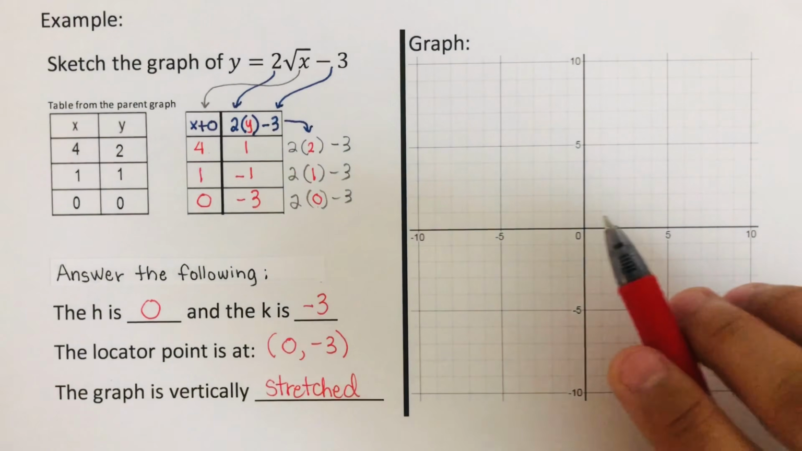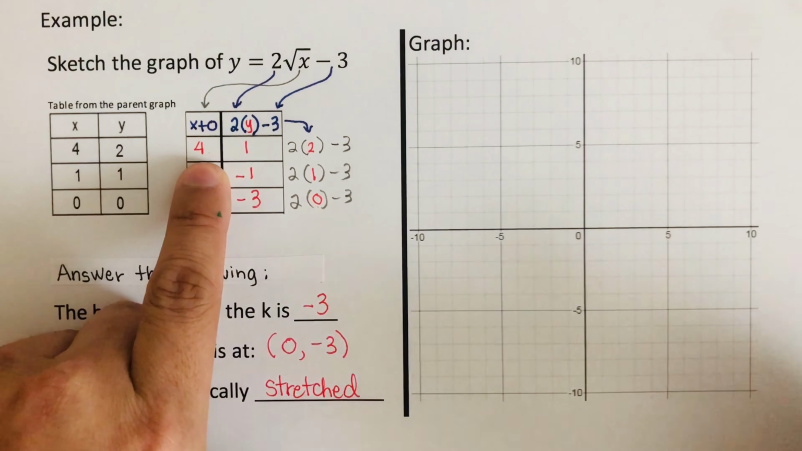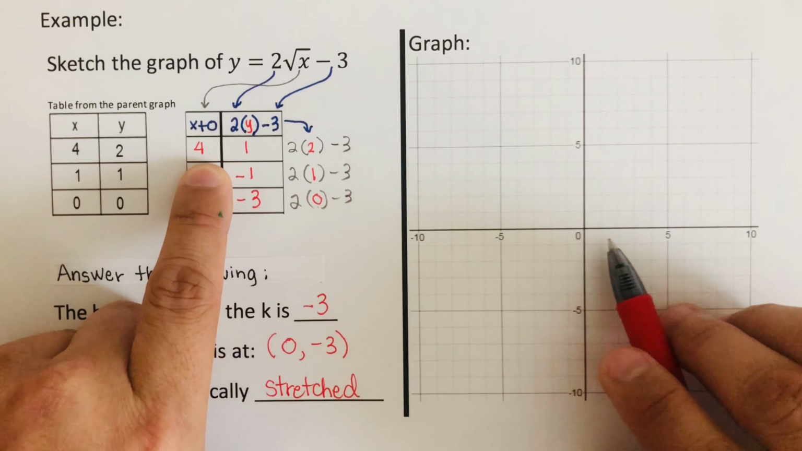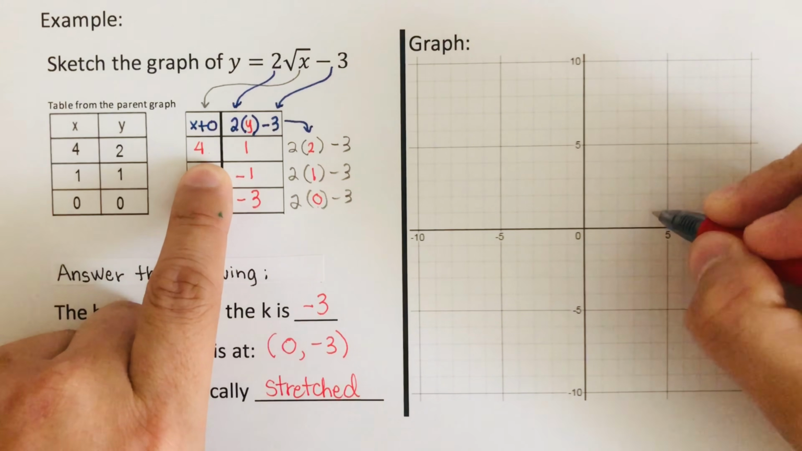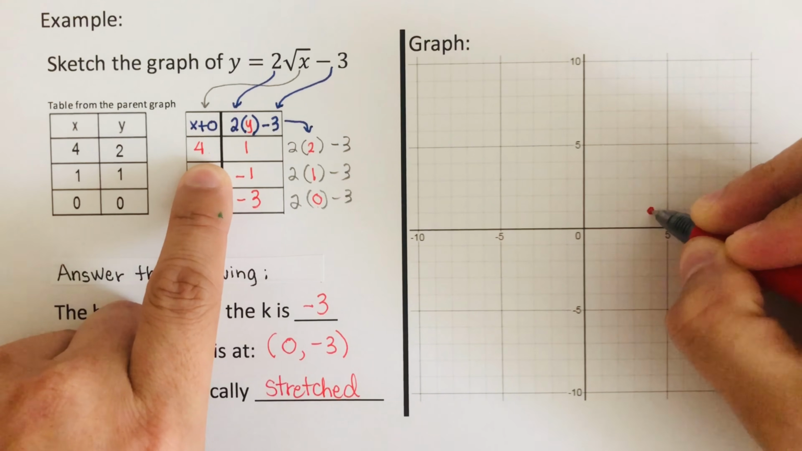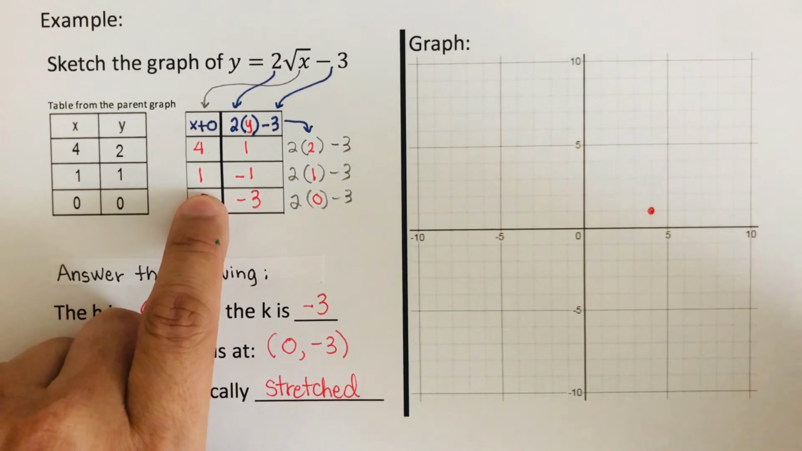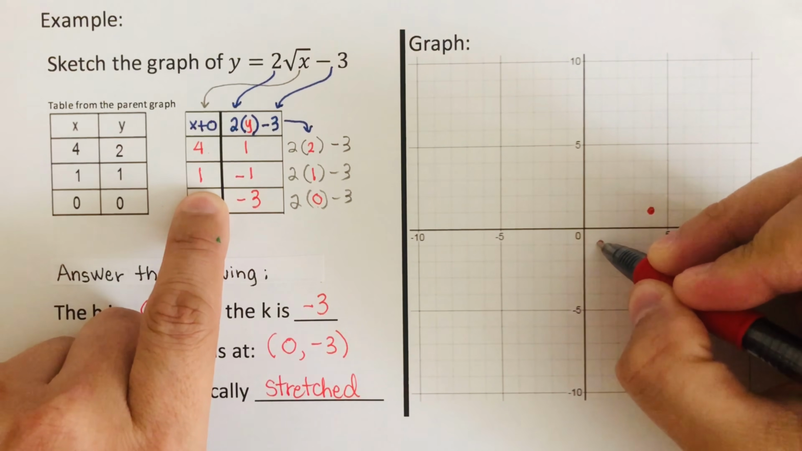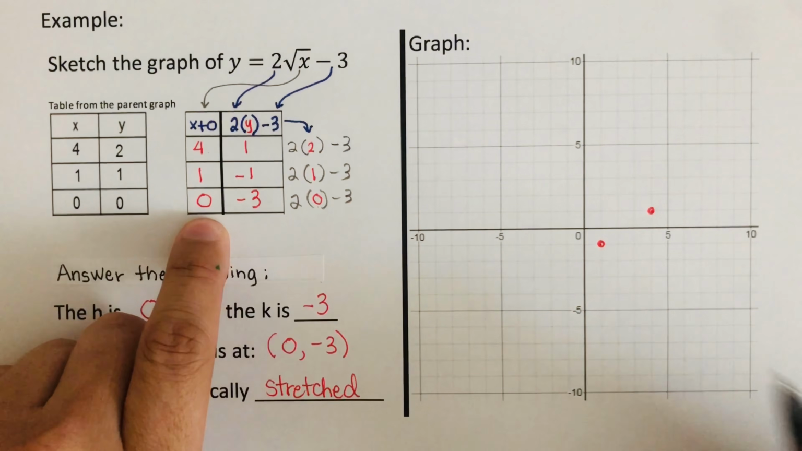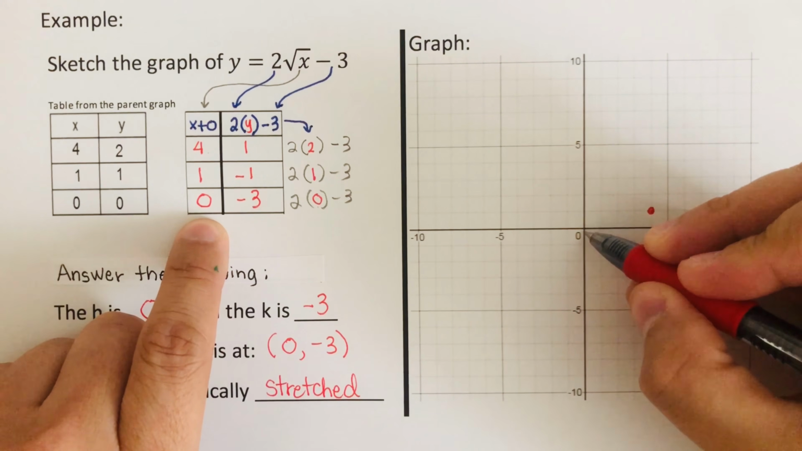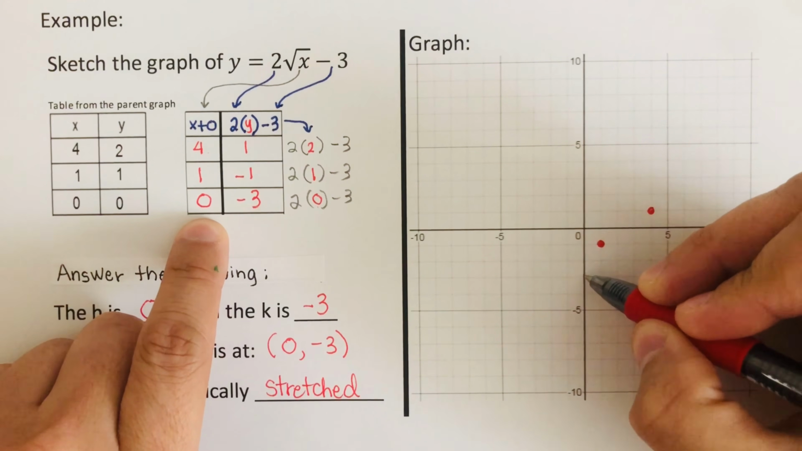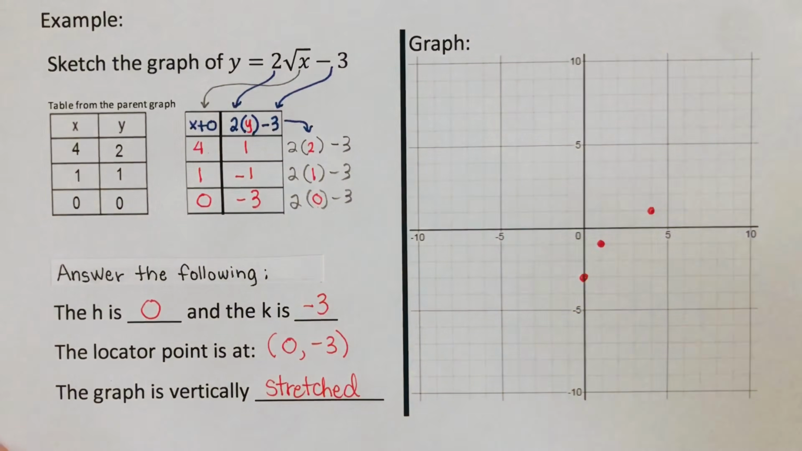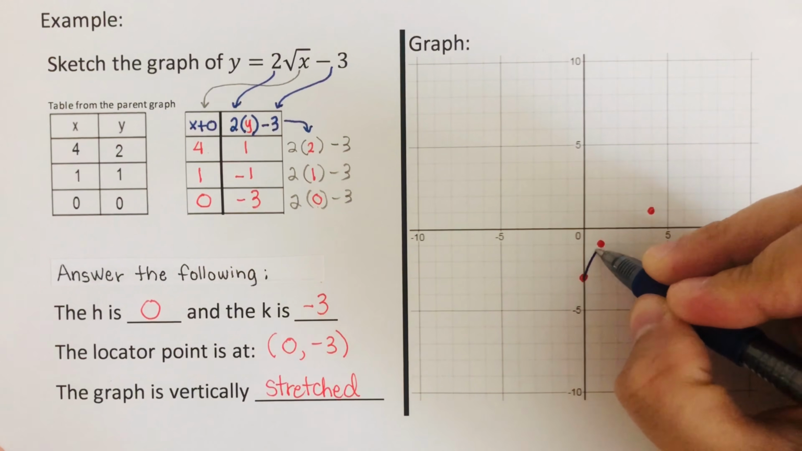So then we go ahead and plug this into the graph. First we have 4, 1. So that would be 4 right here, and then we go up 1. So this is the point. And then the second point is 1, negative 1. So that would be 1 and then negative 1 right here. And then the third point is 0 and negative 3. 0 and 1, 2, 3. This is negative 3. And this is our graph for this equation right there.